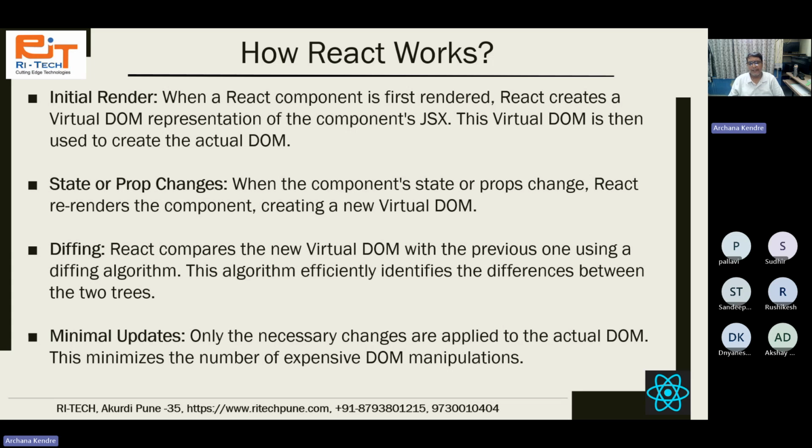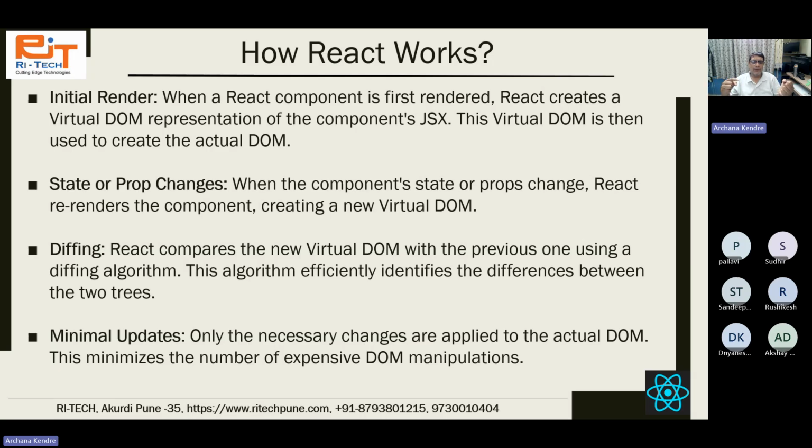तो इनिशियल रेंडर, जब भी आप रिएक्ट एप्लीकेशन को रिक्वेस्ट भेजते हैं तो सबसे पहला स्टेप आएगा इनिशियल रेंडर. When a React component is first rendered, React creates a virtual DOM representation of the component JSX. Now this virtual DOM is then used to create the actual DOM. तो रिएक्ट कंपोनेंट जब फर्स्ट टाइम आप रिएक्ट एप्लीकेशन को रिक्वेस्ट भेजोगे तो कंपोनेंट आपका रेंडर हो जाएगा, और रिएक्ट क्रिएट्स अ वर्चुअल डॉम रिप्रेजेंटेशन ऑफ द कंपोनेंट JSX एंड दिस वर्चुअल डॉम इज देन यूज्ड टू क्रिएट द एक्चुअल डॉम. तो इनिशियल वर्जन बन जाएगा, वर्चुअल डॉम बन गया तो उसको यूज करके एक्चुअल डॉम बना दिया.